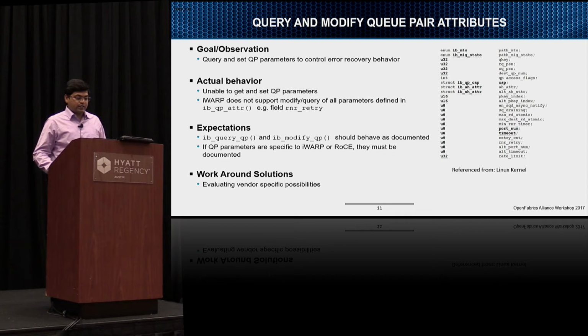Our expectation is that the ib_query_qp and ib_modify_qp should behave as documented, and if there are some differences between parameters for iWARP and RoCE, they must be documented. Again, for this issue, we are working with a vendor-specific mechanism to solve our problems.